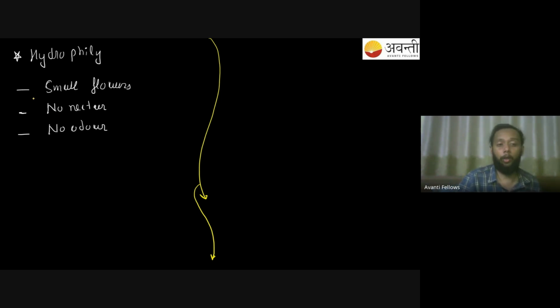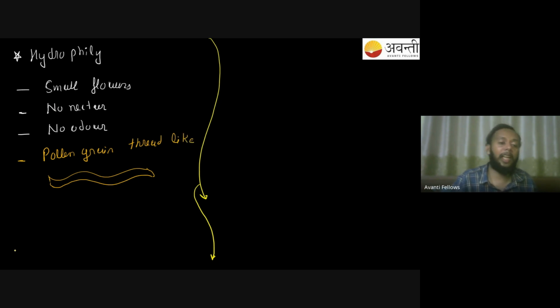Now, there's one thing you have to know. You have small flowers, you have no nectar, you don't find any kind of smell. That is very understandable. Now, there's one thing you have to know. The pollen grains are thread-like. So they are long thread-like pollen grains.